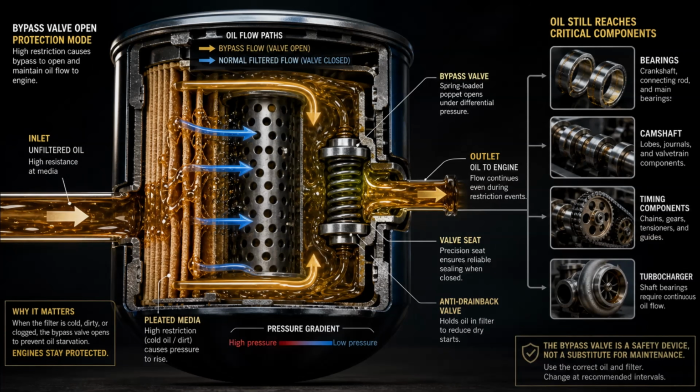The fourth difference is the bypass valve. The bypass valve is a safety valve inside the filter, or sometimes inside the engine itself. Its job is to let oil go around the filter media if the media becomes too restricted. That can happen during a very cold start, when oil is thick, or if the filter is clogged. This sounds bad because bypassed oil is not being filtered at that moment. But unfiltered oil is usually better than no oil, because bearings, camshafts, timing components, and turbochargers still need oil flow to survive.